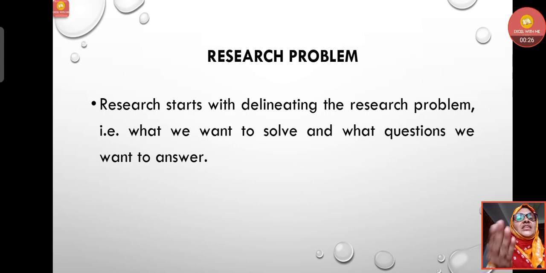Let's start with the research problem once again. Let's recapitulate what is a research problem. Research starts with delineating the research problem, that is what we want to solve and what questions we want to answer. That is the simple statement.